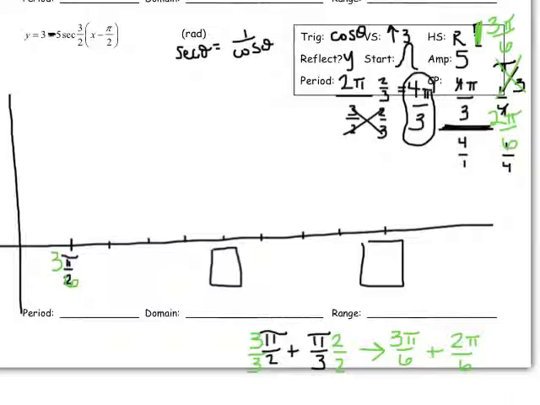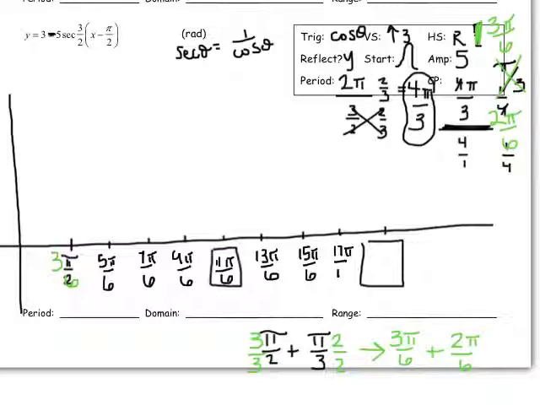So when I add 2 pi over 6, I get to 5 pi over 6, 7 pi over 6, 9 pi over 6, and 11 pi over 6. That's the first. Keep going, 13 pi over 6, 15 pi over 6, 17 pi over 6, and 19 pi over 6.